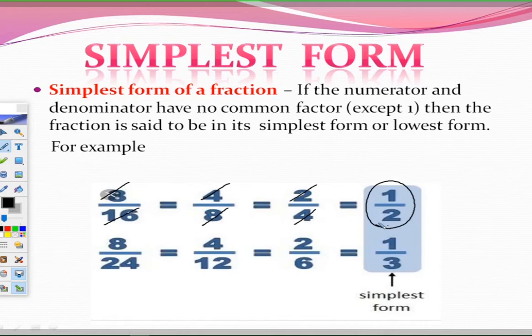Same is the case with the second one. When I reduce 8 by 24 to 1 by 3, again it is a fraction which is in the simplest form, and you can see it cannot be further reduced. It means there is no common factor between the numerator and the denominator. Then the fraction is said to be in simplest form.